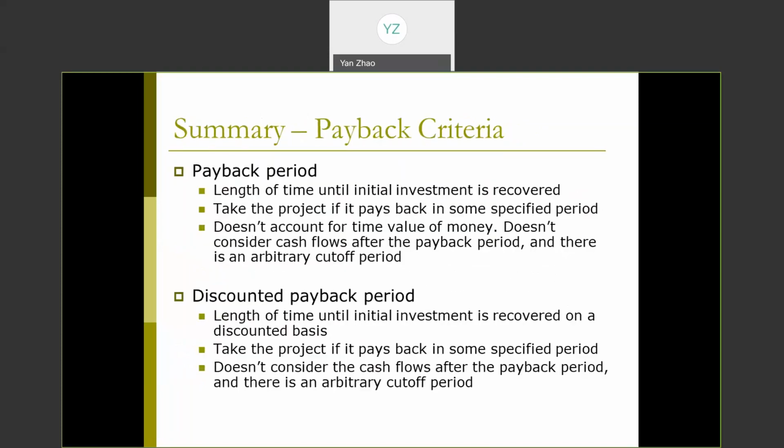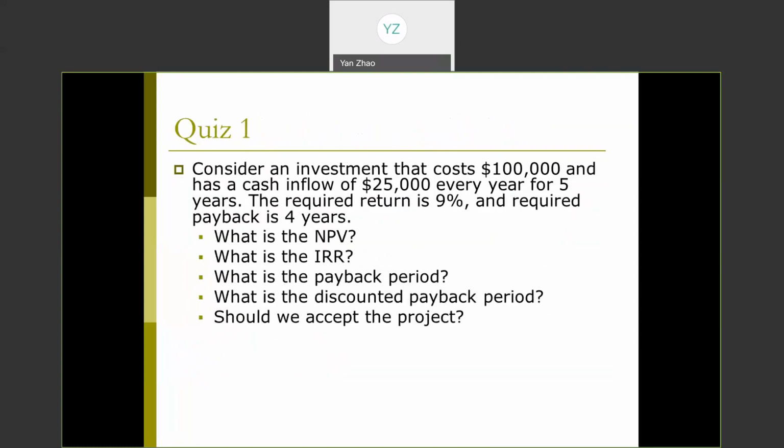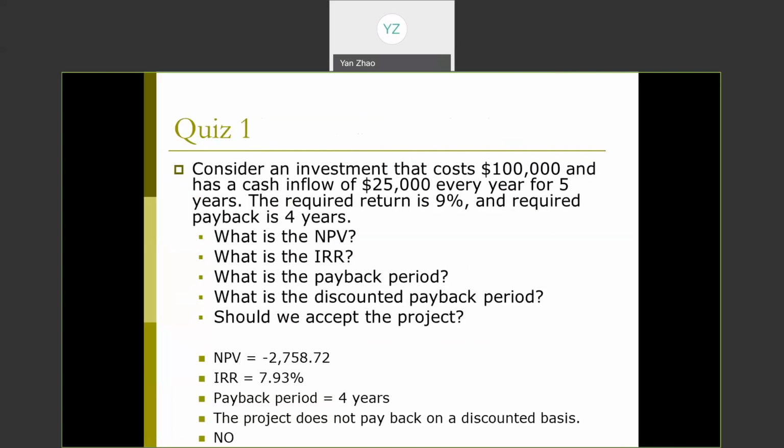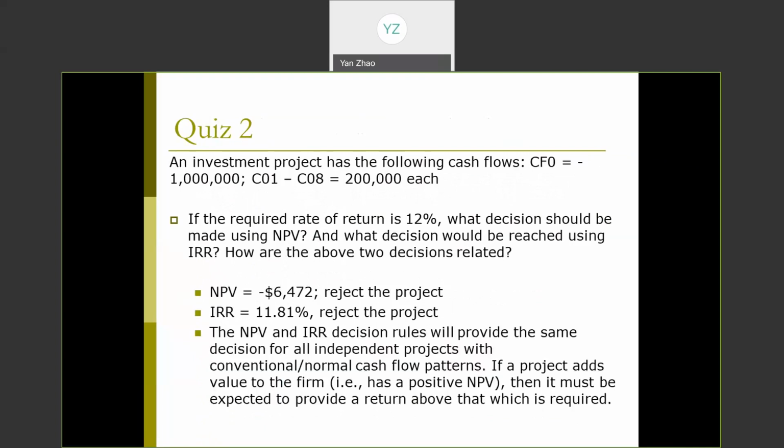So we have some summaries for all the investment decision tools. You can just read them. We have already discussed them in detail. And here we have some quizzes. You can pause the video here, individually solve all the numbers, and then turn to the next page and double check your numbers. I will skip them here. For the second quiz as well, pause right here, and then calculate your independent solutions. Check the numbers.